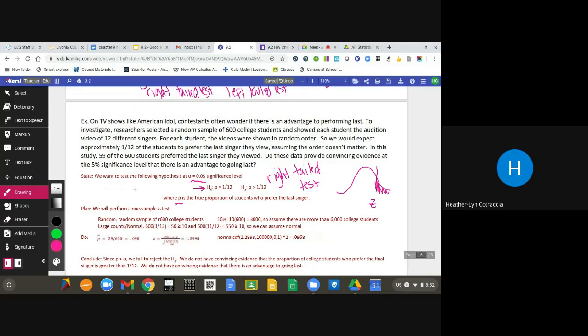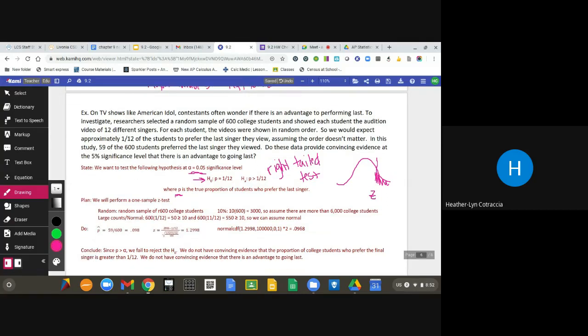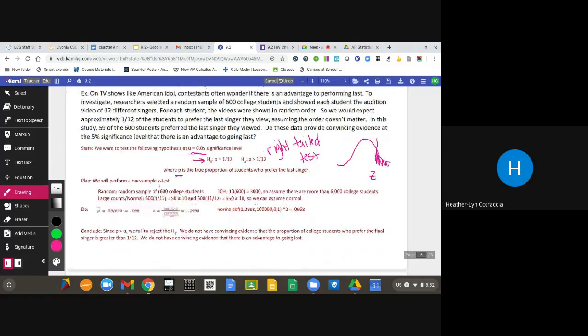In your plan, you need to name your test, so right there, one sample z-test, and then you need to check your conditions. It is random. It says up there that it was a random sample of 600 college students. For the 10% condition, you do 10 times your sample, so 10 times 600, which by the way is not 3,000, but is 6,000. So we assume that there are more than 6,000 college students, which I think is safe to assume.